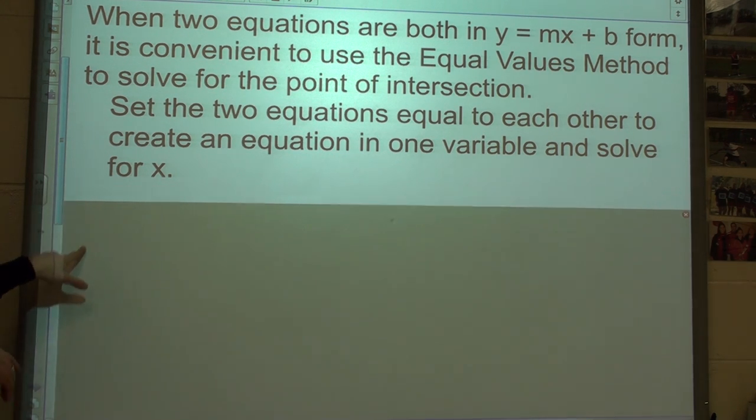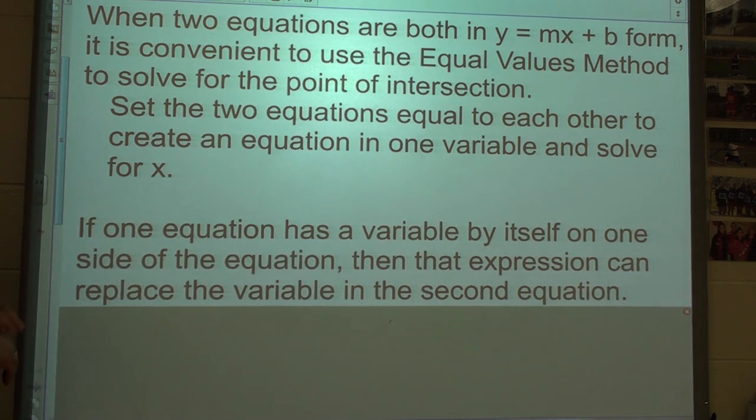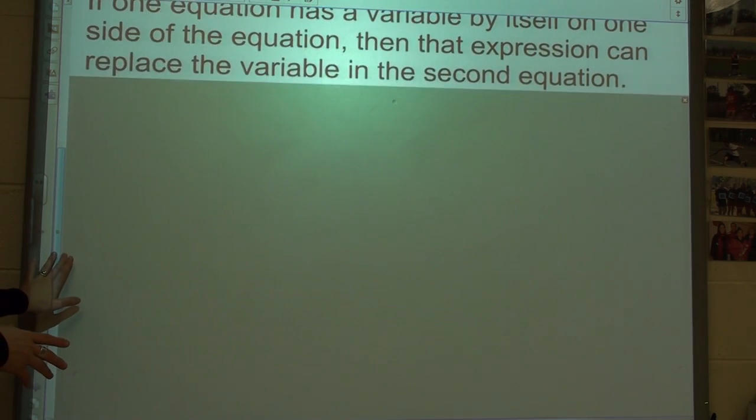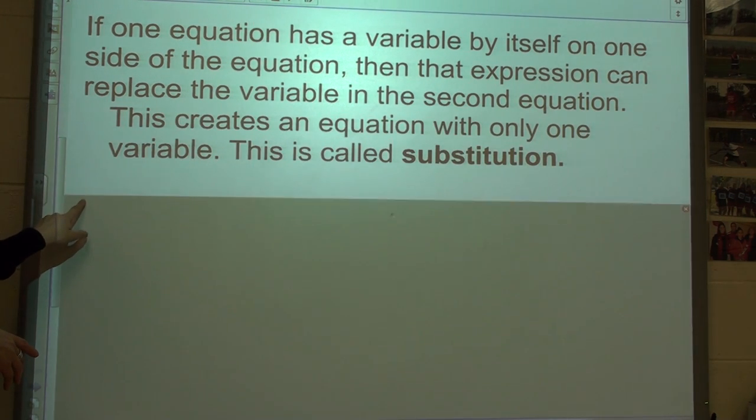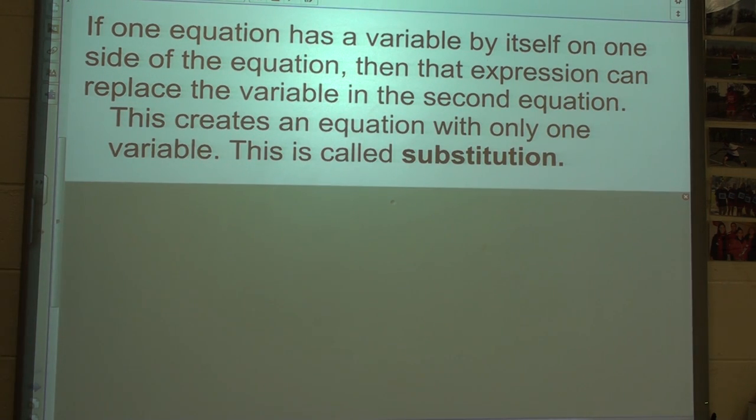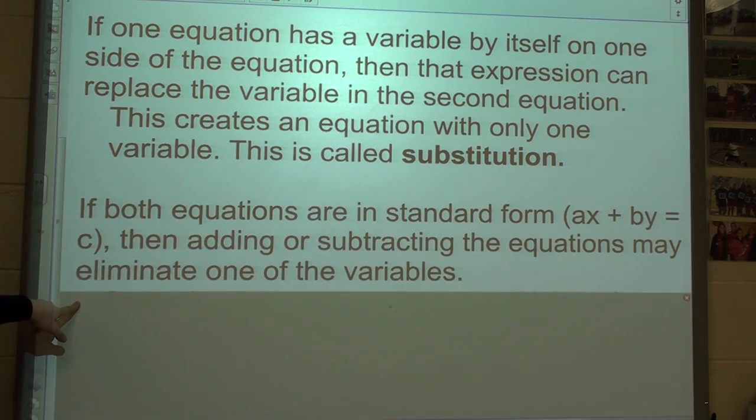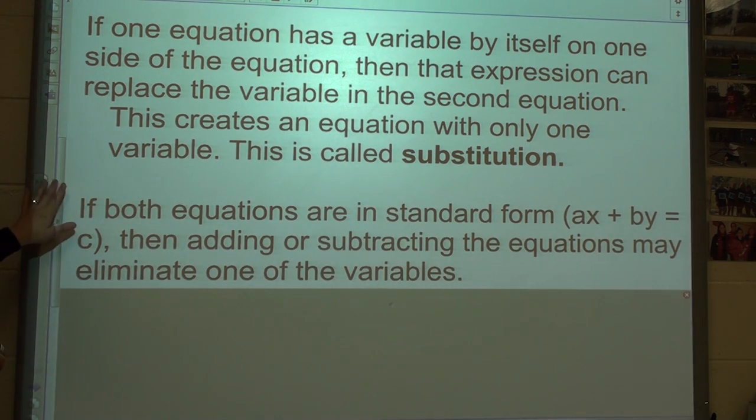for x. If one equation has a variable by itself on one side of the equation, then that expression can replace the variable in the second equation. This creates an equation with only one variable. This is called substitution. If both equations are in standard form, ax plus by equals c, then adding or subtracting the equations may eliminate one of the variables.